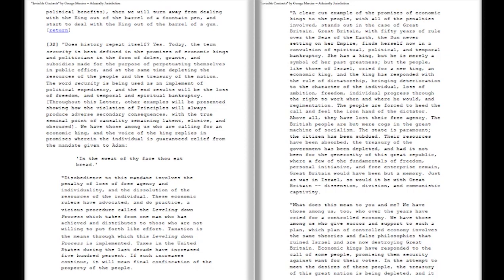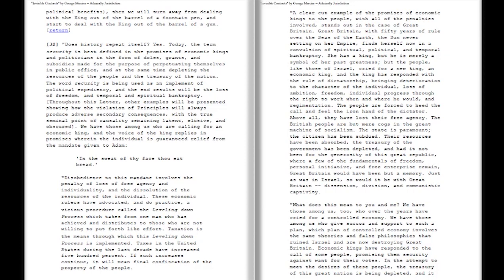Taxation is the means through which this leveling down process is implemented. Taxes in the United States during the last decade have increased 500%. If such increases continue, it will mean final confiscation of the property of the people. A clear-cut example of the promises of economic kings to the people, with all of the penalties involved, stands out in the case of Great Britain.